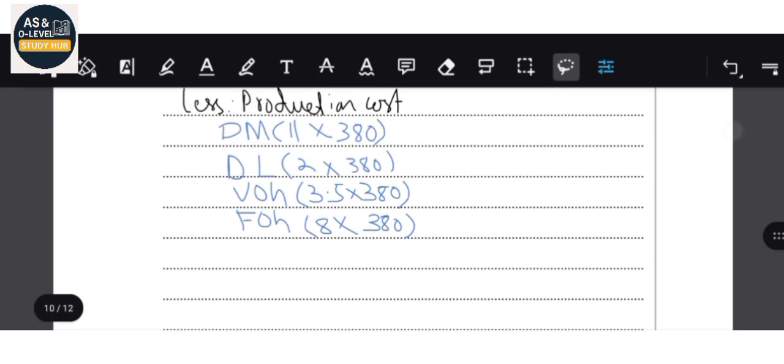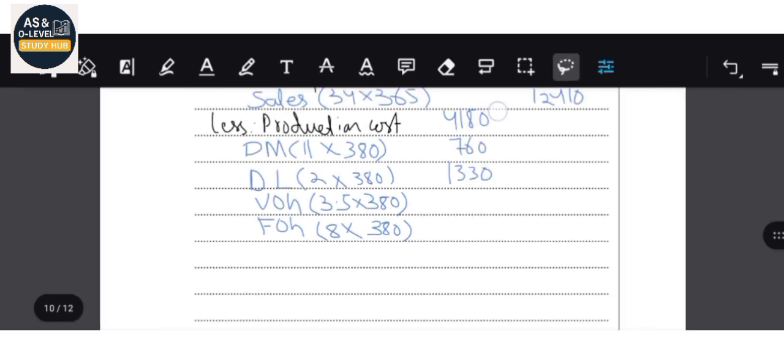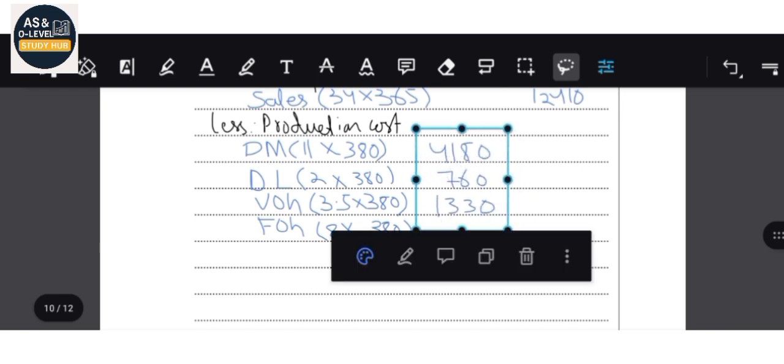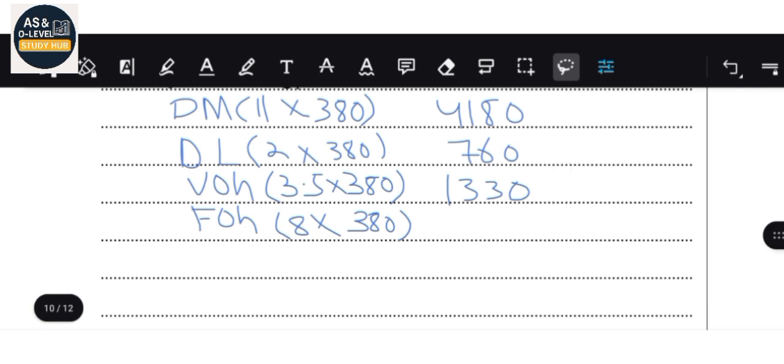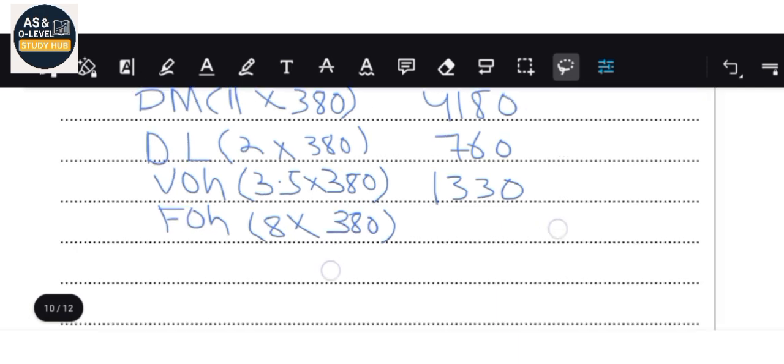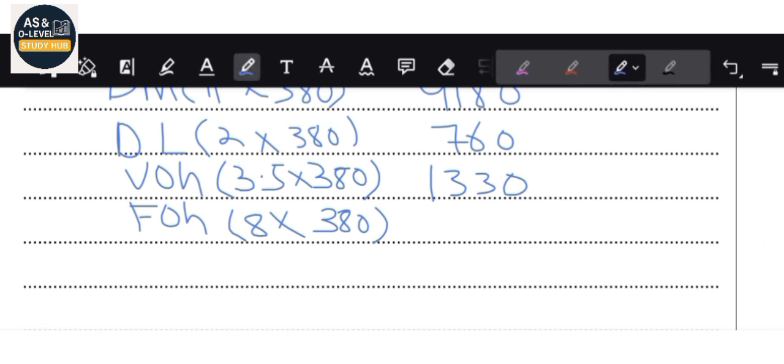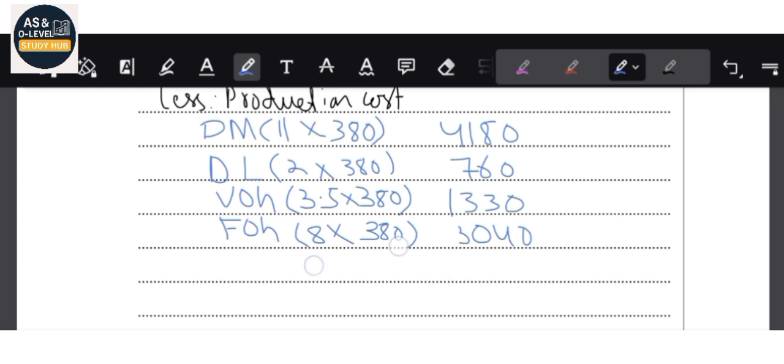Yes, these are the values we were having. Let me drag it down. Only 380 into 8 you will calculate, which is 3040. It will be the same as whatever FOH you were having, 3040.